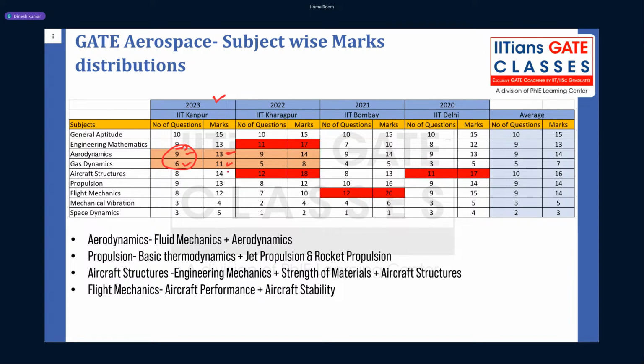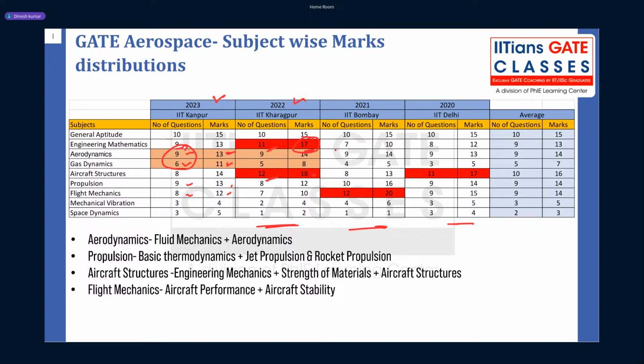Aircraft structure 8 questions for 14 marks, propulsion 9 questions for 13 marks, flight mechanics 8 for 12, and mechanical vibration like that. So like this you guys can see for 21 and 22, what you see highlighted in red is abnormality. If you take the 2022 paper, engineering mathematics they asked 11 questions and it is for 17 marks, so very high, usually 13 marks, so it is 17 marks. Same way aircraft structures 12 questions for 18 marks. So a lot of questions were there from strength of material in the 2022 paper.